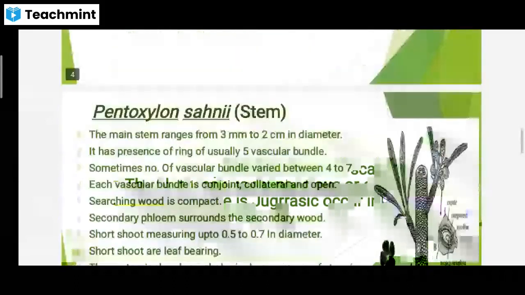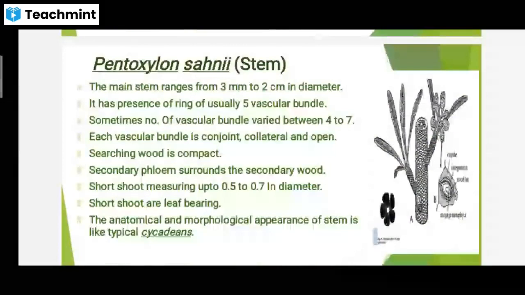First, anatomy of Pentoxylon sahani, that is the stem of Pentoxylon. The main stem ranges from 3 millimeter to 2 centimeter in diameter. It has presence of ring of usually 5 vascular bundles. Sometimes number of vascular bundles varied between 4 to 7. Each vascular bundle is conjoined, collateral and open. Conjoined, collateral, open means xylem and phloem is in the same plane, xylem at the inner side and the phloem at the outside, and in between the xylem and phloem there is a presence of cambium.